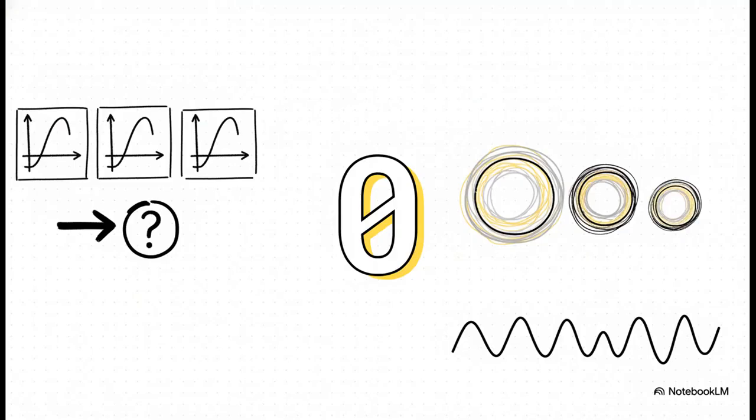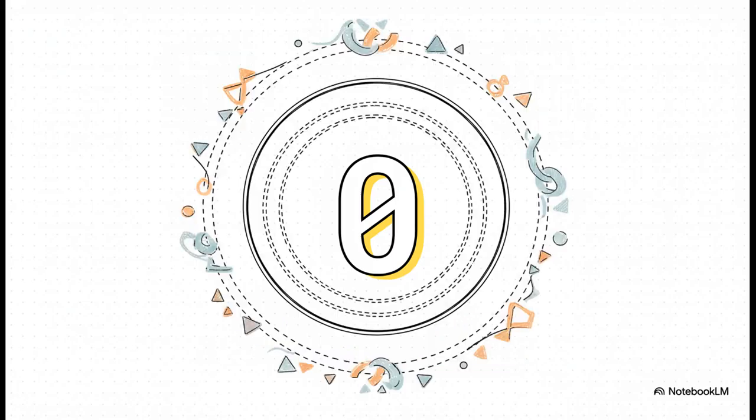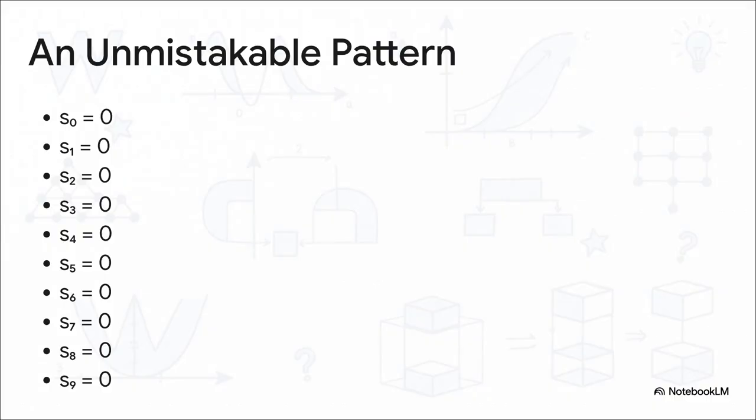So we run the test for S2, and the result? You guessed it, 0. The pattern holds. How about for S3? 0 again. This is getting pretty wild. And for S4? Yep, it's 0. At this point, the pattern is absolutely undeniable. And this just lays it all out. When we run the analysis for all 10 of our values from S0 all the way up to S9, we get the exact same result. Every single time. A perfect string of zeros.